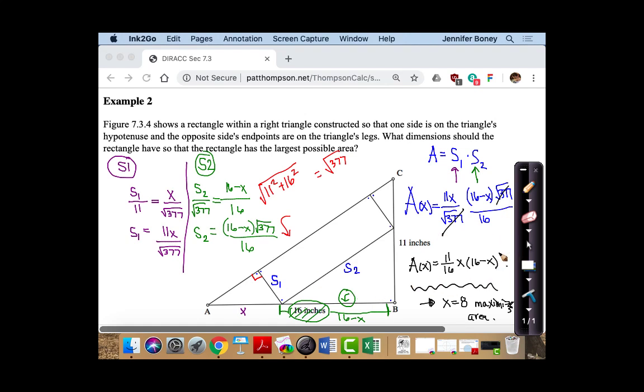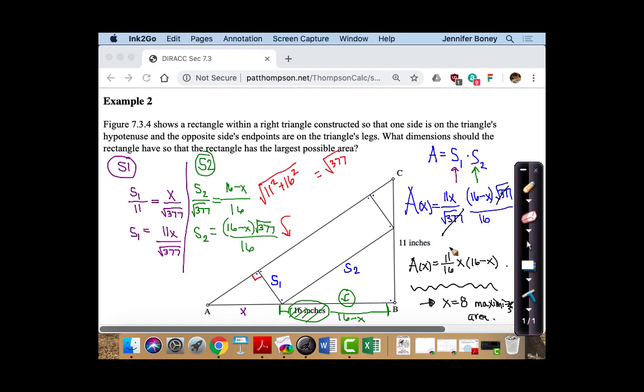But if you want to go back to this original form, the question actually asks what dimensions the rectangle should have. So that would be the length and width. So I need to write out the values of side 1 and side 2, their lengths. So it does involve that square root of 377. It is important. It doesn't entirely go away. Just that in the function, after the two dimensions have been multiplied together, it does disappear.